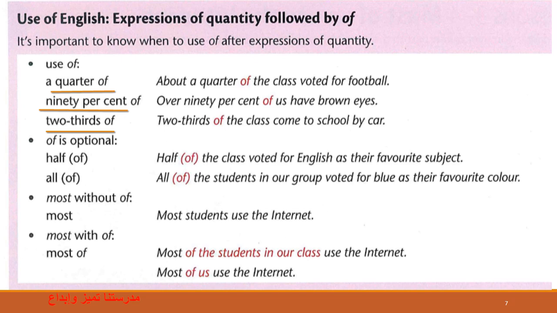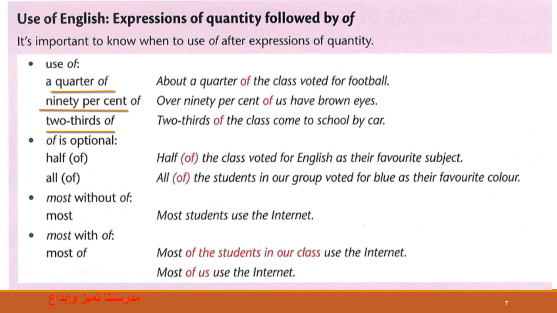The first one here, a quarter of. About a quarter of the class voted for football. A quarter of, a fraction. If you see a fraction like a quarter, a third, we use of. You have to use of. Another is a percentage like 90% of. Over 90% of us have brown eyes. 90% is a percentage. So if you have a fraction or a percentage, they should be followed by of.